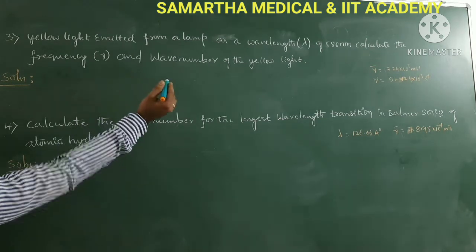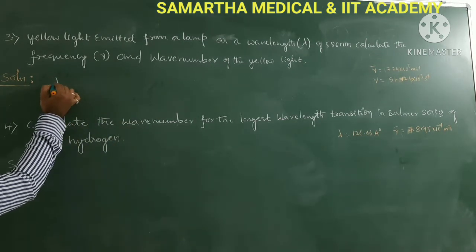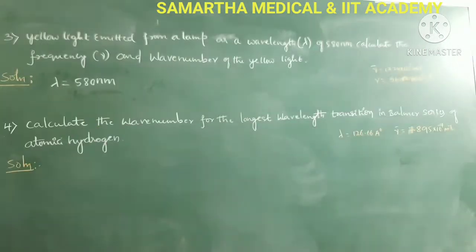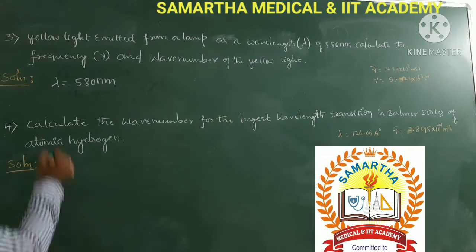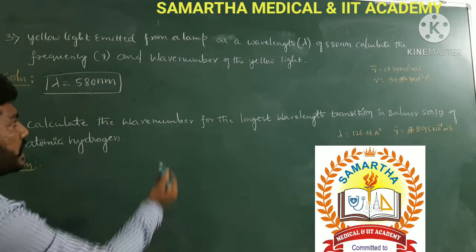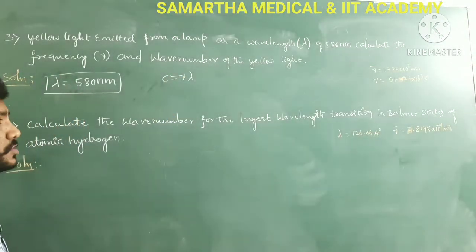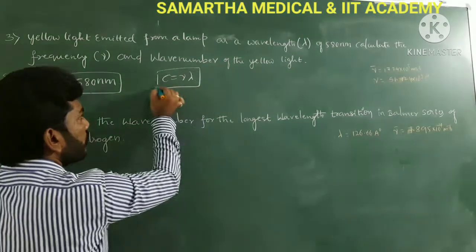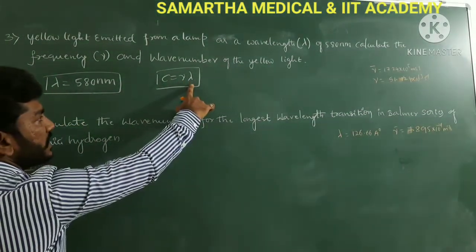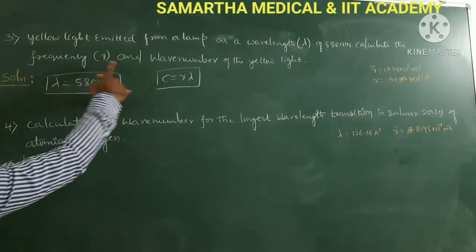First we have to write the given data. Lambda will be 580 nanometer. And we have to know one equation, that is c equals nu lambda. Suppose you want an equation in terms of frequency and wavelength, because we have to calculate frequency and wave number right now.